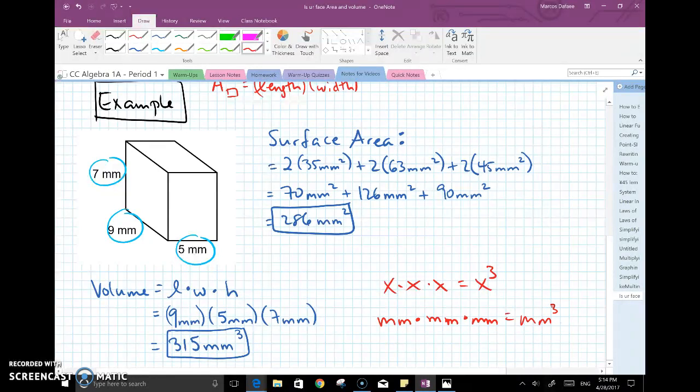For the same reason that x times x times x is x to the third power, millimeter times millimeter times millimeter is millimeter cubed, and similarly, millimeter times millimeter is millimeter squared, which is why when we do area, you have powers of 2, but when we do volume, you have powers of 3.